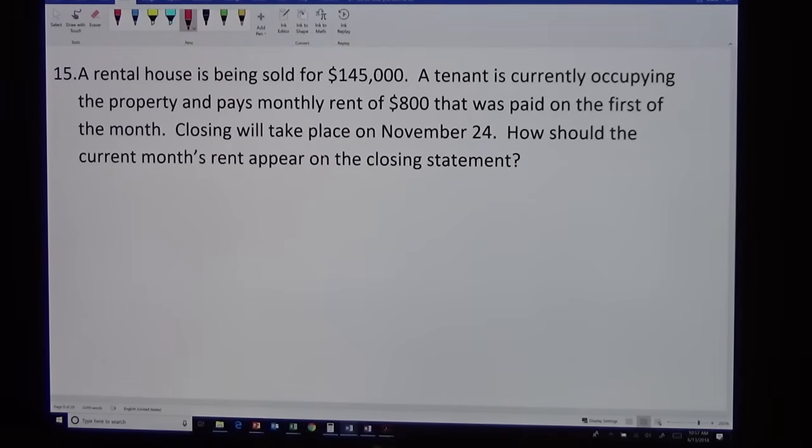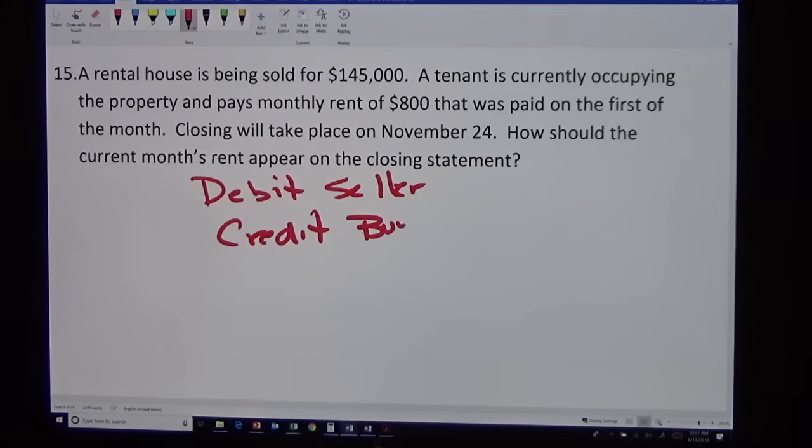Rent prorations are always going to be debit, seller, credit, buyer. Always. You don't need to write the two statements out like you do in a property tax proration, because we always know which way the money's flowing with rent. It's always debit, seller, credit, buyer. And it's always going to be for the portion of the month from closing to the end of the month. So November 24th through November 30th in this case.